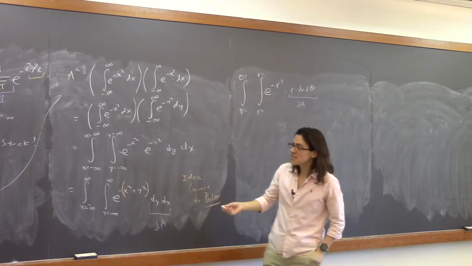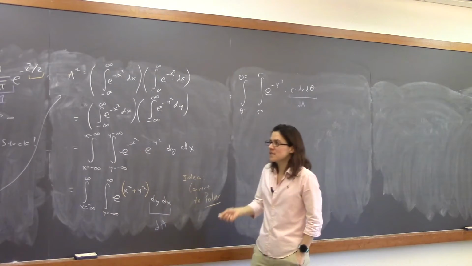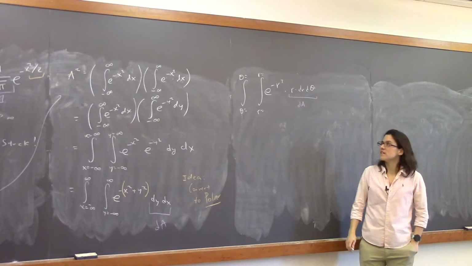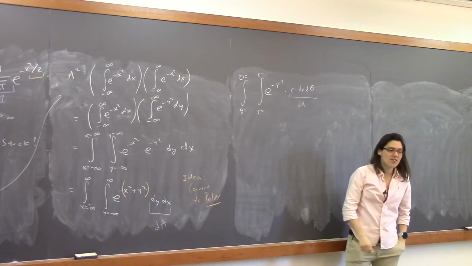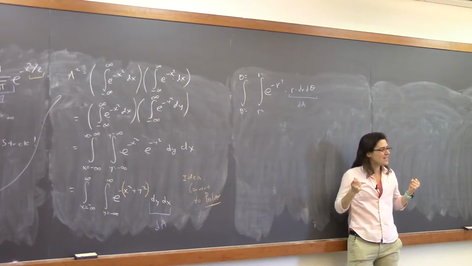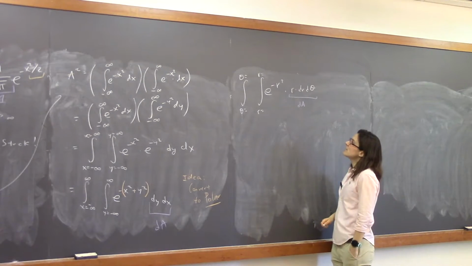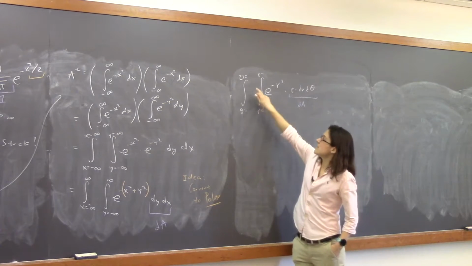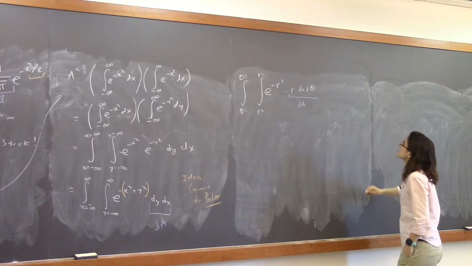Before, we couldn't integrate e to the negative x squared with respect to x because there was no 2x on the outside for us. But now, there's an r on the outside, which is essentially the derivative of the inside. So it's going to work. Yes! So now that we know it's going to work, let's fill in these limits of integration.